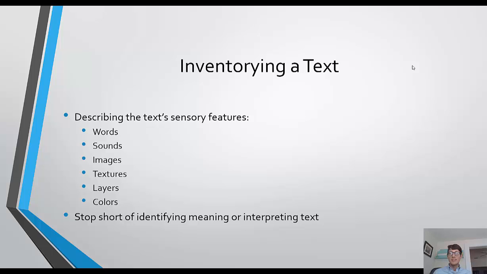They're going to make a list of these things, and when we start seeing these features, we can start drawing some sort of conclusions about them. But the inventorying is that first step. That's just identifying what a text is.